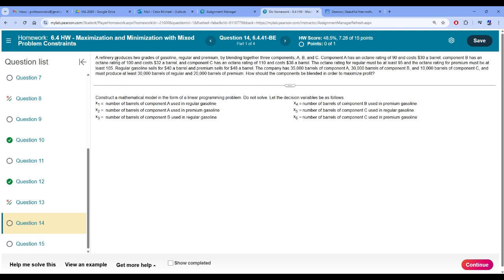Alright, so a refinery produces 2 grades of gasoline, regular and premium, by blending together 3 components, A, B, and C. Component A has an octane rating of 90 and costs $9 per barrel. Component B costs... Alright, so all this... How should the components be blended in order to maximize profit?